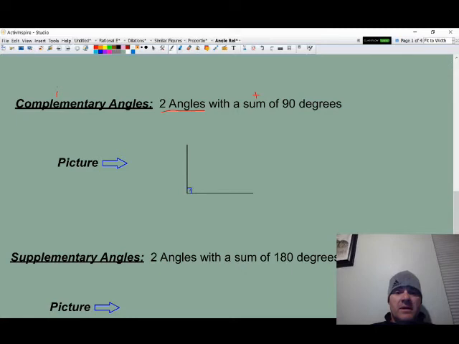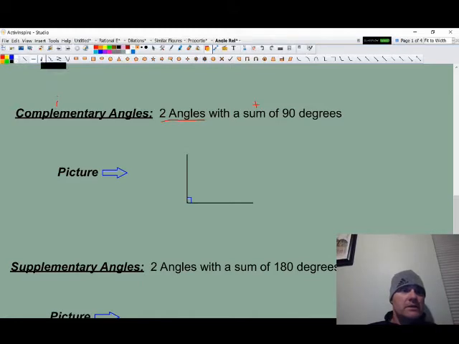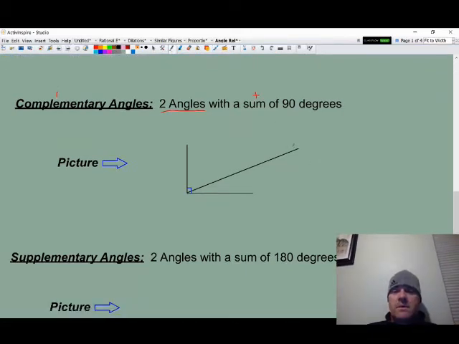So if I threw in an angle, let's make it down here like this, that right there is going to create complementary angles. We'll call this one angle 1 and this angle 2. We know that they combine to make this entire angle, which is 90 degrees, because of the box in the corner. So I know that angle 1 plus angle 2 is equal to 90. They are complementary angles. They add to 90.